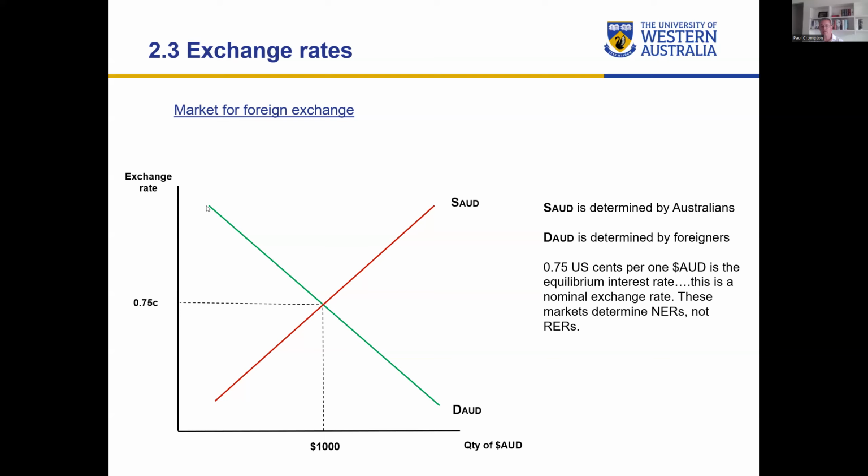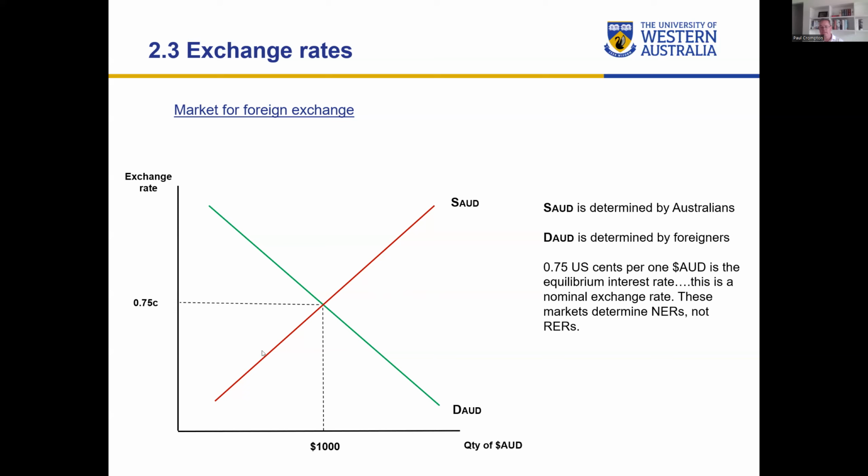Okay, so the demand curve is determined by people wanting to buy the Australian dollar, typically foreigners, but not always. As I mentioned, Rio and BHP earn revenue and are paid in US dollars for iron ore. And then you've got the supply curve of the Australian dollar. That's people who are supplying the Australian dollar to actually exchange it for foreign currency. This market is highly competitive. On any given day, there are going to be hundreds of buyers and hundreds of sellers of the Australian dollar.